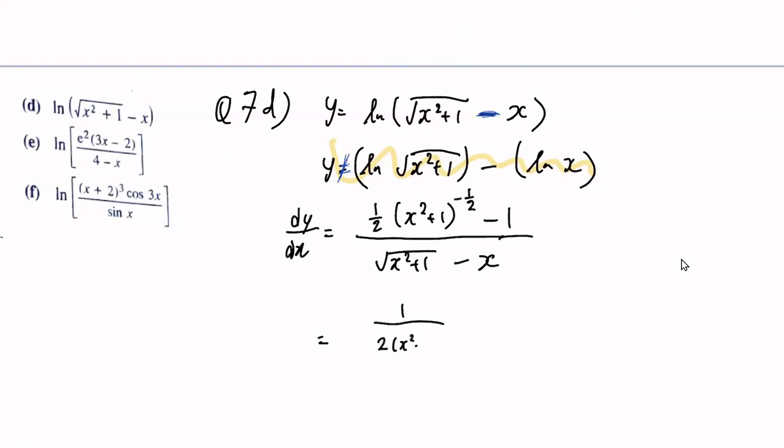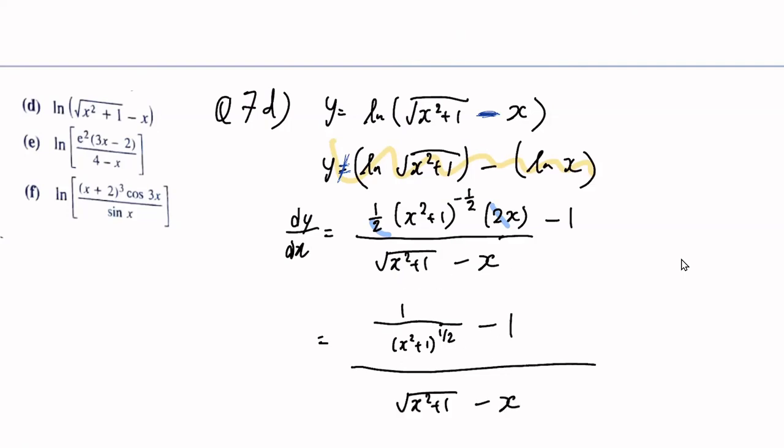Times 2x here. Times 2x. Sorry, yes, you're correct. I made a mistake. Oh, right. There's a 2, then they cancel away. Sorry, didn't see that. Too fast. Then after that, you all divided by square root minus x.